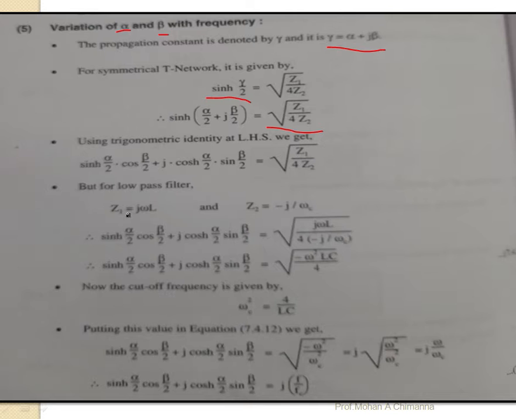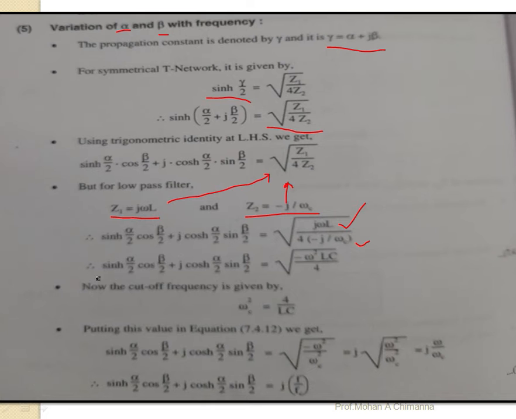But in the low pass filter, there is a series arm impedance and a shunt arm impedance. For the series arm, z1 is equal to j omega L, and z2 is equal to minus j upon omega C. We have to substitute both values in this equation. So sinh of alpha by 2 into cos beta by 2 plus j cosh of alpha by 2 into sin beta by 2 is equal to the square root of j omega L upon 4z2, where z2 is equal to minus j upon omega C.